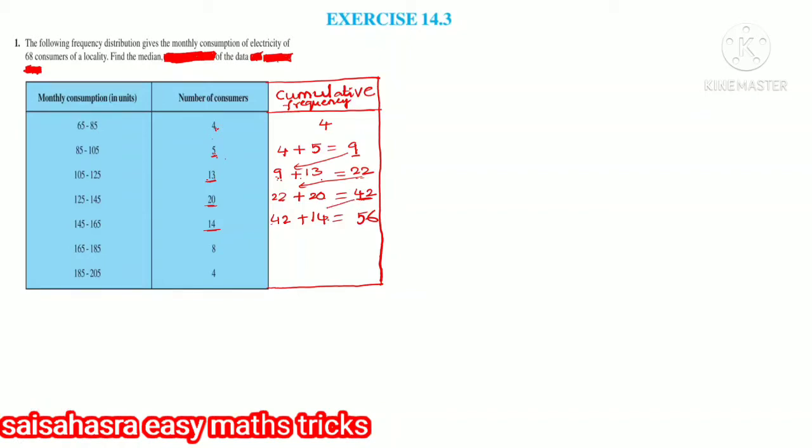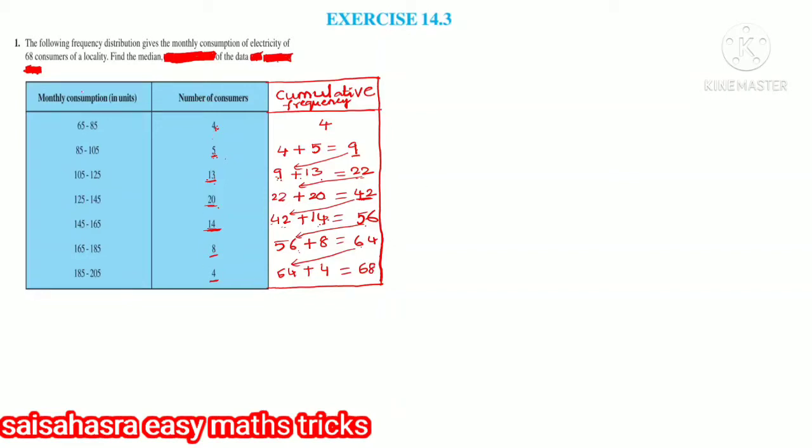The previous sum is 42 plus this line frequency 14, 42 plus 14 is 56. Next, the previous sum is 56, the addition of all these 4 plus 5 plus 13 plus 20 plus 14, plus in this line 8 is there, 56 plus 8 is 64. Now 64 is the addition from the cumulative frequency, plus in this line the frequency is 4, 64 plus 4 is 68.